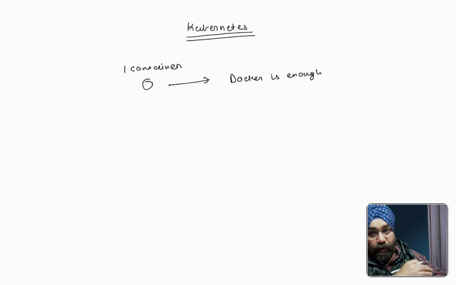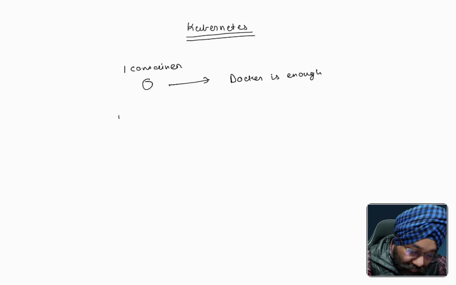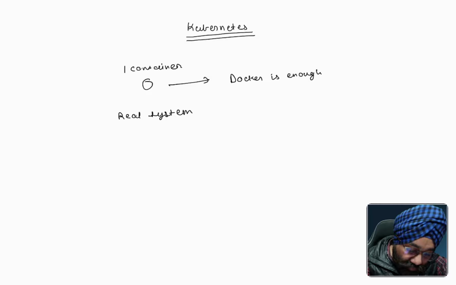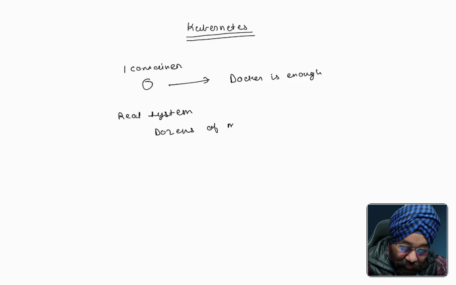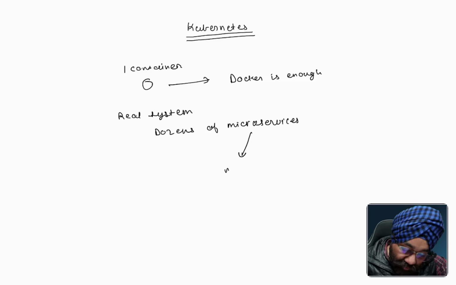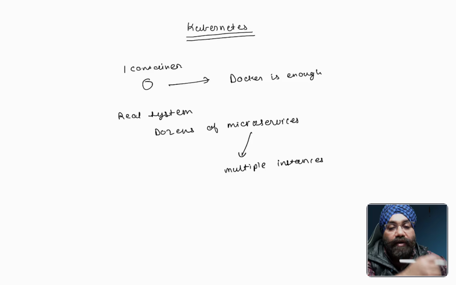for your requirement. But in a real system, we have dozens of microservices. And for each microservice, there are multiple instances. When we say dozens of microservices, for example, in an e-commerce system, you will have product service, inventory service, order service, search service, and so on and so forth. Now you already learned in the microservice section that microservices can scale as per traffic. So there can be more than one instance of each microservice.